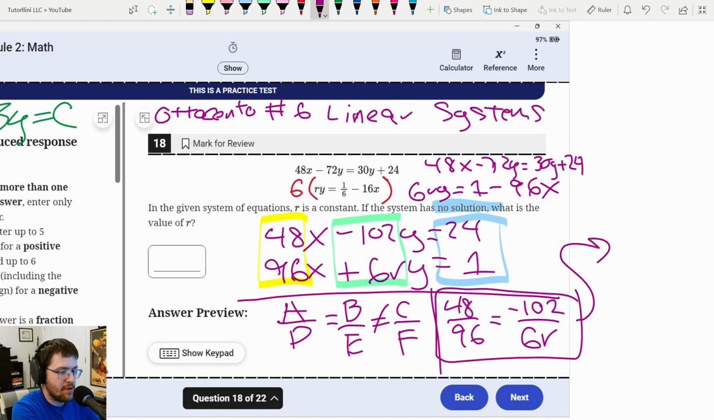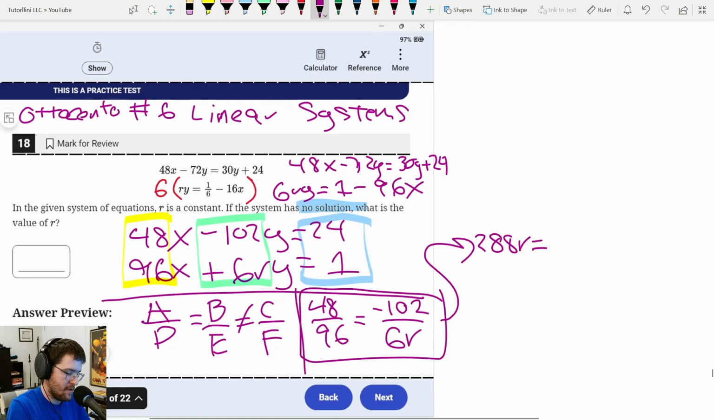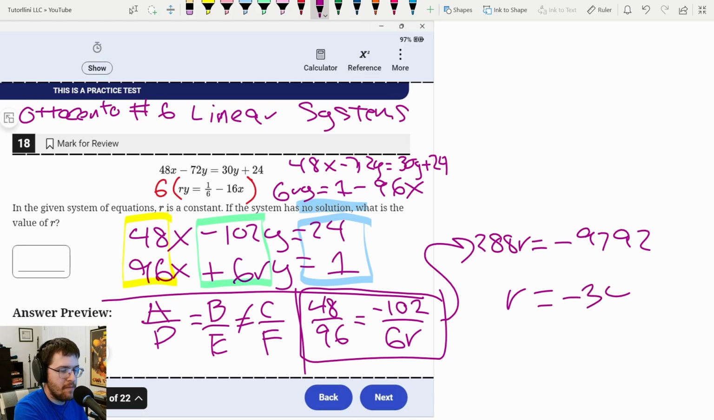All right, now we can just cross multiply and divide. So 6 times 48, that's 288r. And then that is equal to 96 times negative 102. That's negative 9792. Divide both sides by 288. And I get r is equal to negative 34.